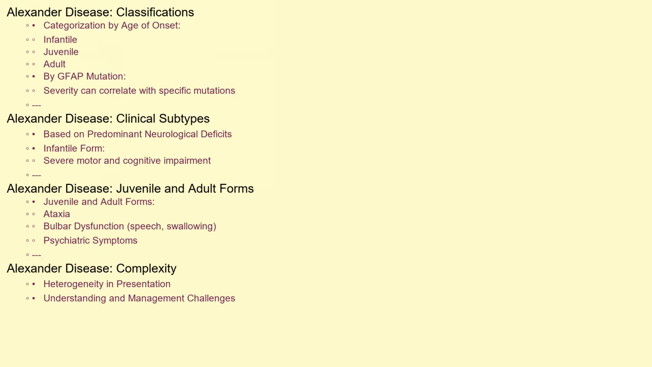While Alexander disease is often categorized by age of onset, primarily infantile, juvenile, and adult forms, some experts also classify it based on the specific mutation in the GFAP gene. Certain mutations tend to be associated with more severe presentations, while others are linked to milder forms of the disease. Furthermore, the clinical presentation itself can be categorized into subtypes reflecting the predominant neurological deficits seen. The infantile form is frequently associated with severe motor and cognitive impairment, while the juvenile and adult forms may present with ataxia, bulbar dysfunction affecting speech and swallowing, or even primarily psychiatric symptoms. This heterogeneity underscores the complexities in understanding and managing Alexander disease.